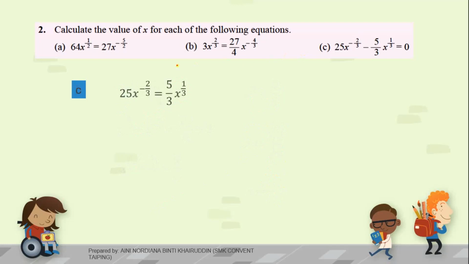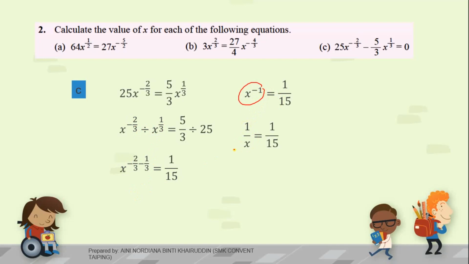Question C. This is minus, so I bring to the right hand side, then it becomes positive. So we do the same method, same way as A and B. Just bring x here in the left hand side, so divide. So 5 over 3 divided by 25. This one use your calculator. And then negative 2 over 3 minus 1 over 3, you'll get x to the power of negative 1 equals 1 over 15. This change to positive index form. So x equals 15.